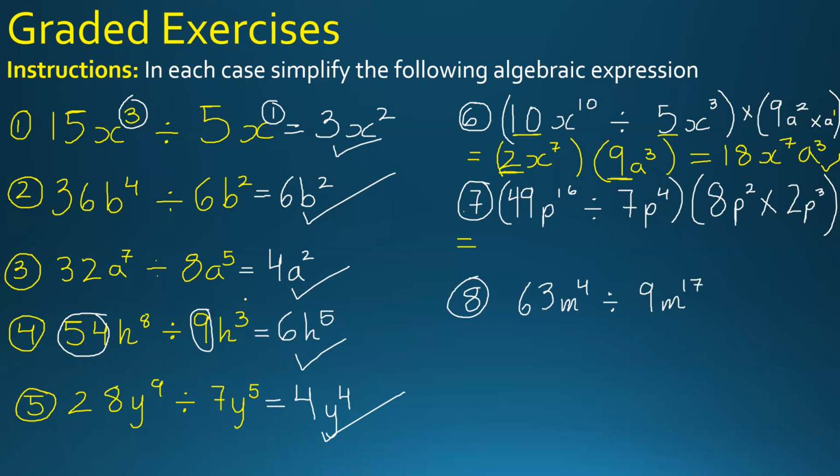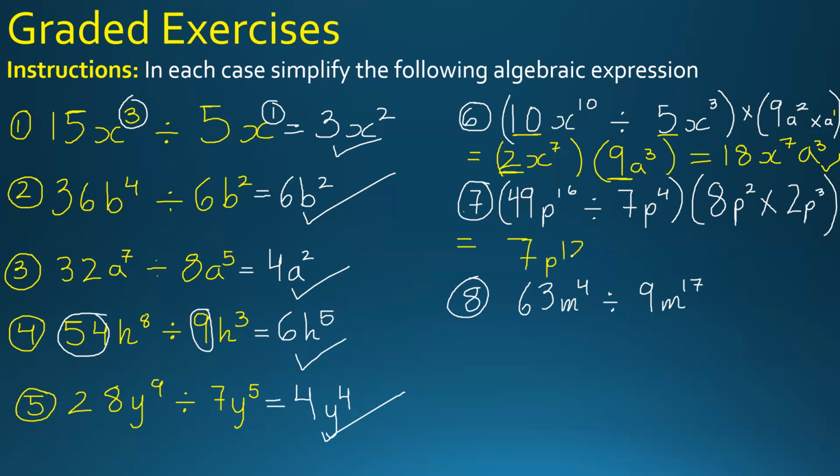So I brought down the 49 divided by 7. And then in the next bracket, p to the power of 16 divided by p to the power of 4. And that's 7p to the power of 12. So you took out all the numbers? No, I divided the 49 and the 7, and what did you get? 7. Good. And then I subtracted 4 from 16. And you get what? 12. Good. p to the power of 12.